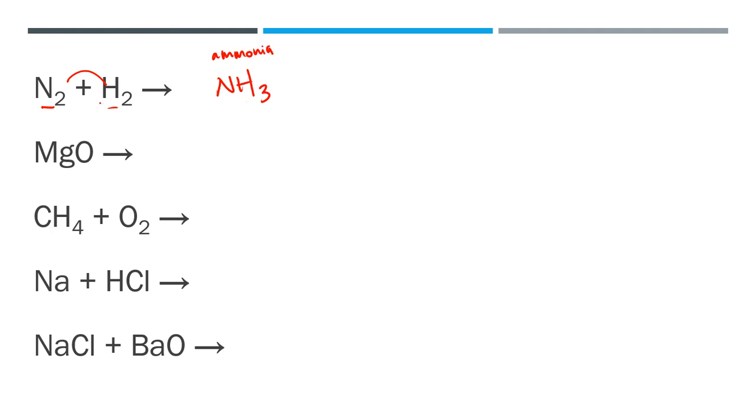So if I have 2 single elements, the only kind of chemical reaction that can occur is for these guys to squish together to make a single compound. And this, of course, is our synthesis reaction. I need to balance it. I've got 2 nitrogens, only 1 over here, so I'm going to put a 2 in front. Now I have 6 hydrogens. I'm going to put a 3 in front of that guy.